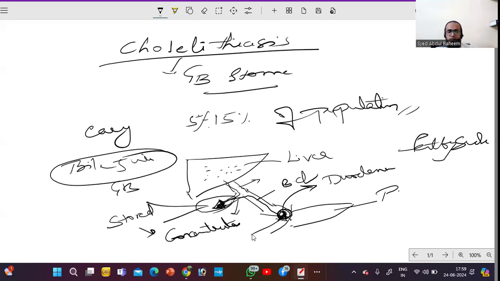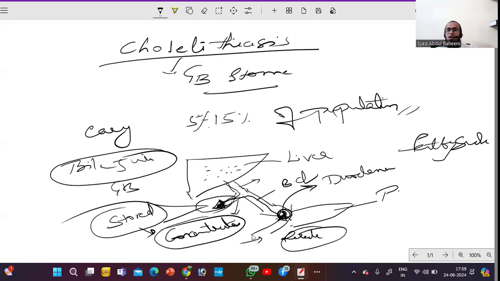So this is the basic function of the gallbladder: to store the bile juice, concentrate the bile juice, and release it into the duodenum through the common bile duct whenever bile juice is required.